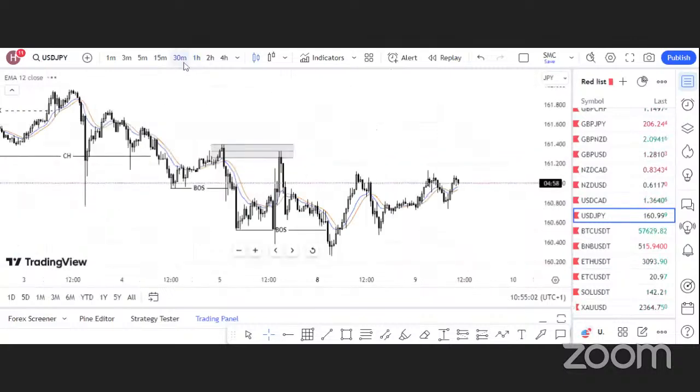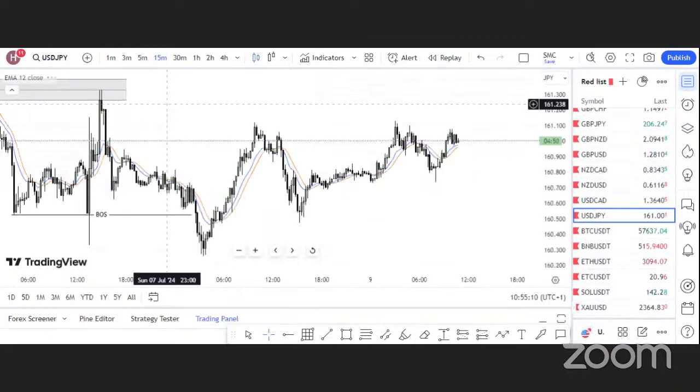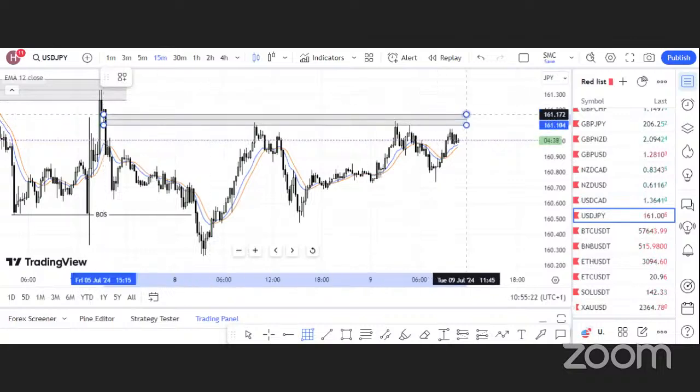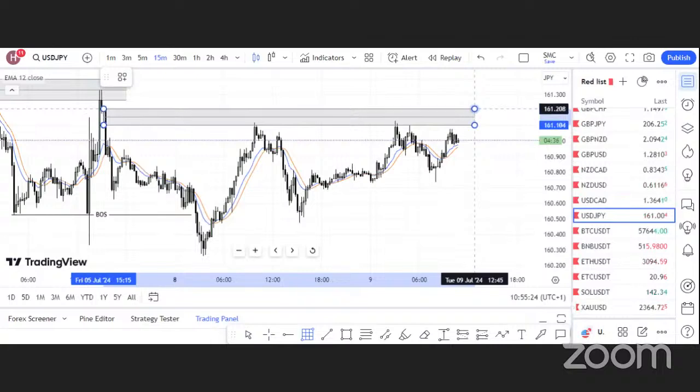So let's drop down to the lower time frame. All right, so on the lower time frame, this market actually respected the fair value gap we had here. Okay, not the fair value gap. Aside from the fair value gap, we have another block. So the market actually respected the other block on that level.